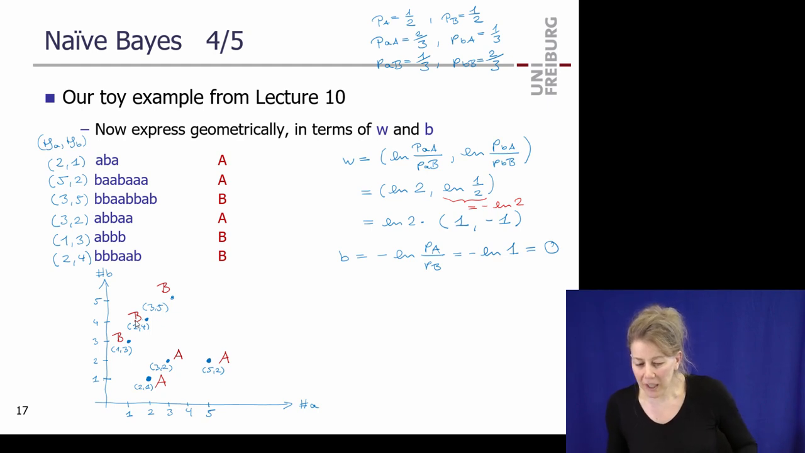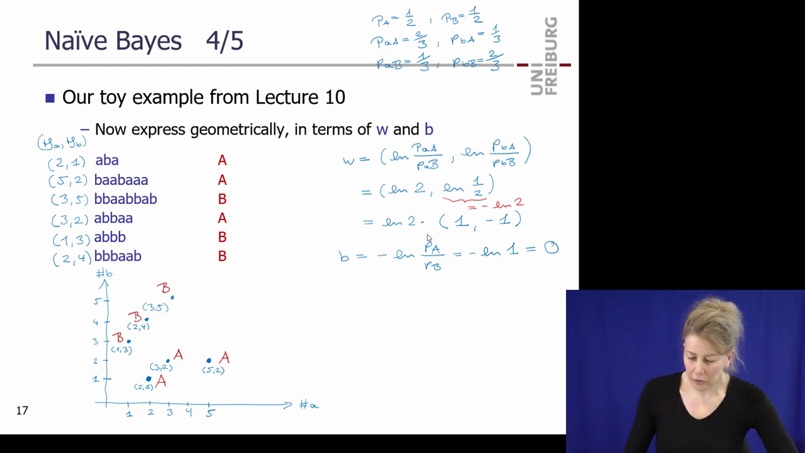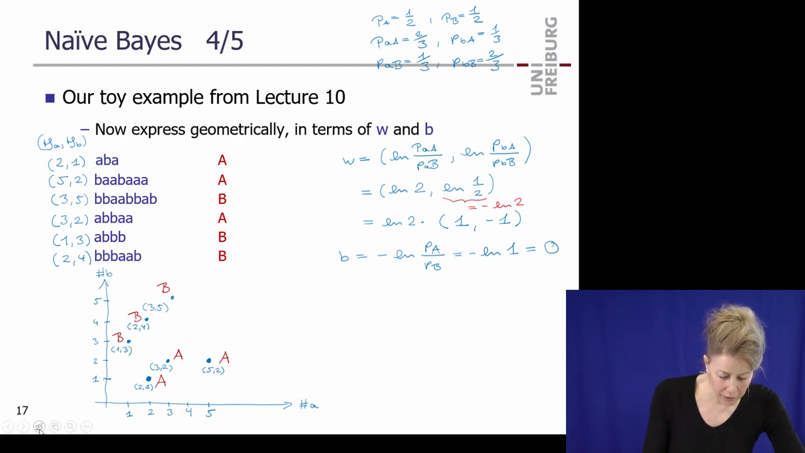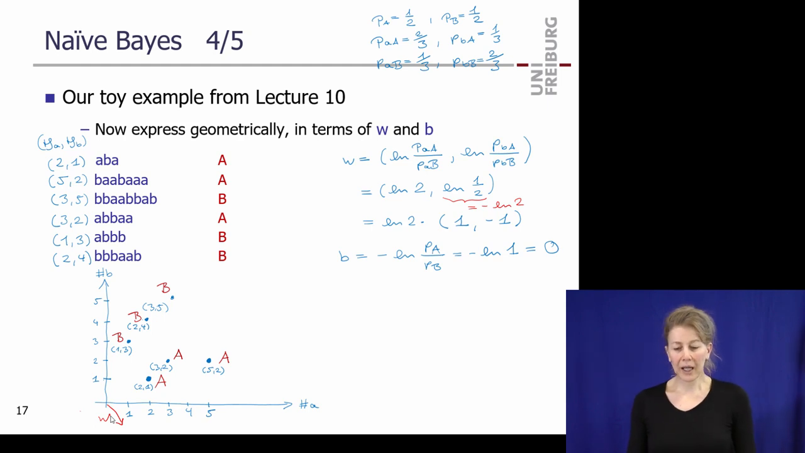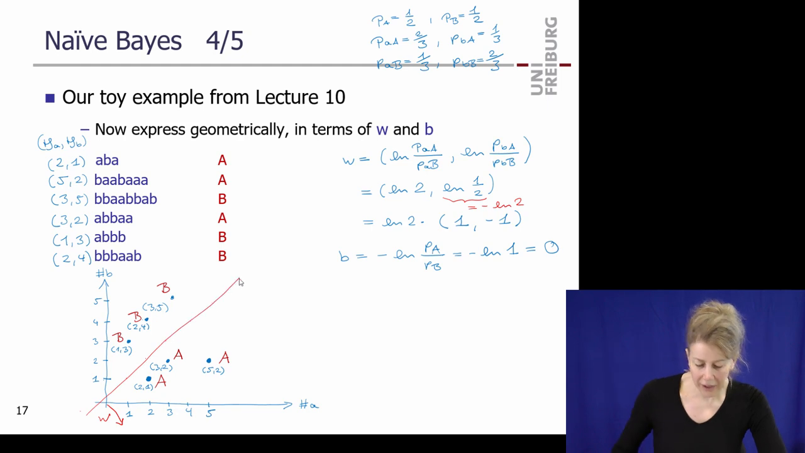Now where does my hyperplane lie? Let me draw it in orange. The orthogonal vector is ln 2 times 1, minus 1. What's the direction of 1, minus 1? I think it goes like this. This is my W. And this thing goes through the origin because B is equal to 0. So how will it look? I think it should go between these points. Let me draw a perfectly straight line here. That's my hyperplane.